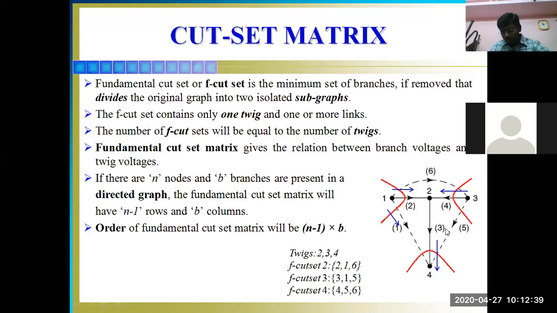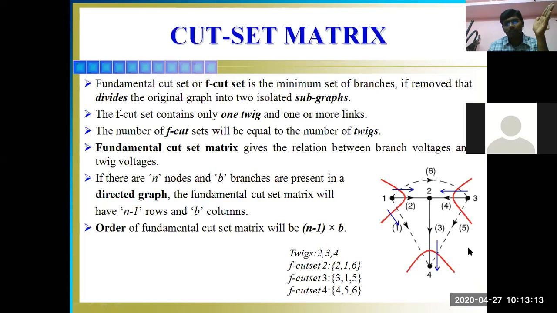We are removing the lower part. This gives one subgraph and the remaining gives another subgraph. Like that, if we come to the fourth twig, here I am removing 4, 6 and 5 because 1 twig, 2 links. So that divides again into 2 subgraphs with 4, 5, 6 and the remaining.